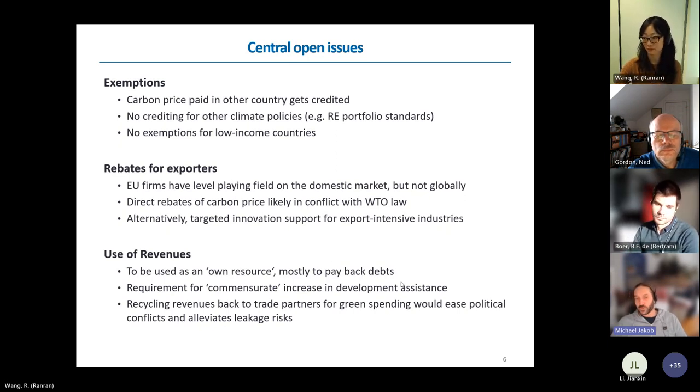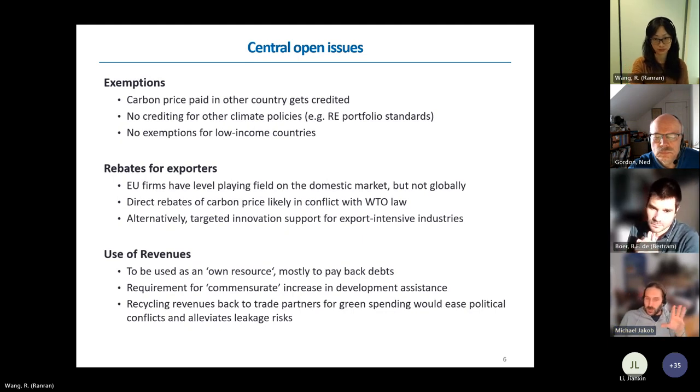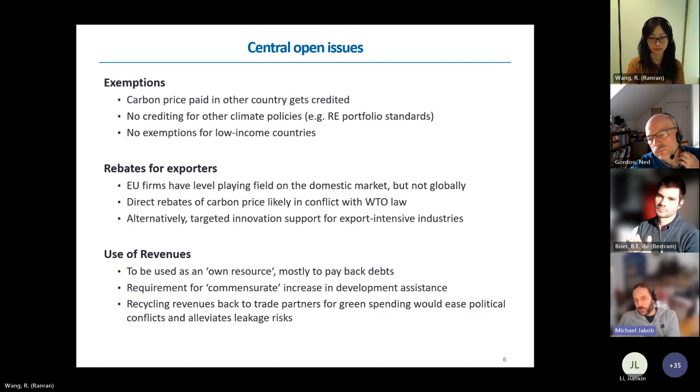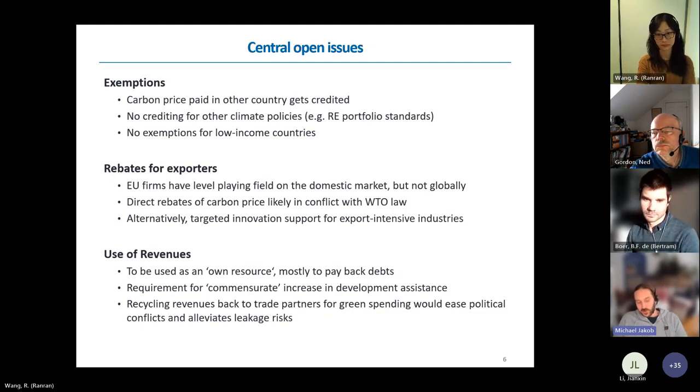And the third thing is the use of revenues. So, of course, the CBAM permits that importers buy generate revenues, and this is an own resource. That means it goes to the EU budget, and basically is used to pay back debts that have been taken up during the pandemic. There's some requirement that member states should increase their development assistance to actually give back some money to the trade partners. But of course, it would be politically more straightforward to just give back the CBAM revenues directly.